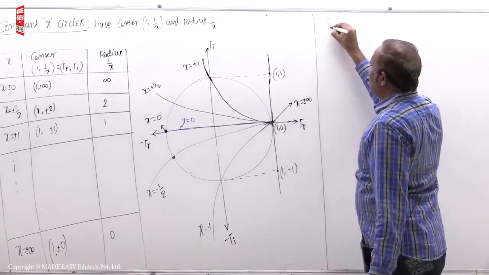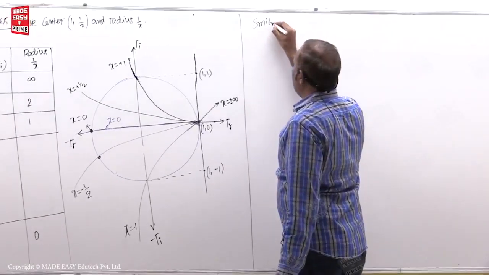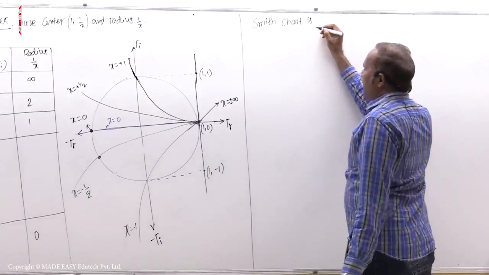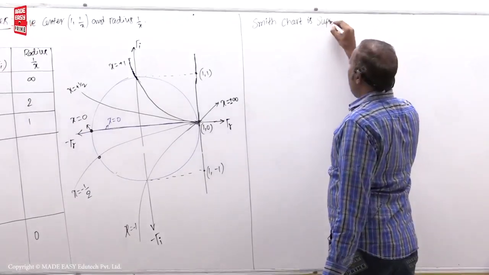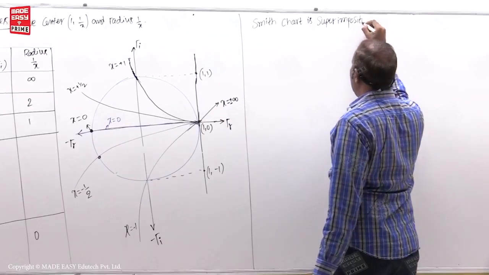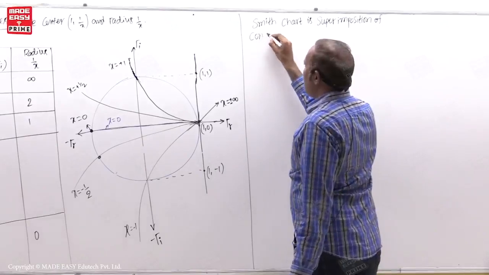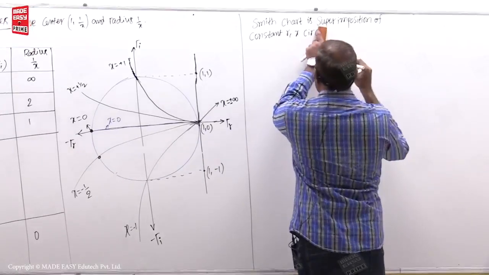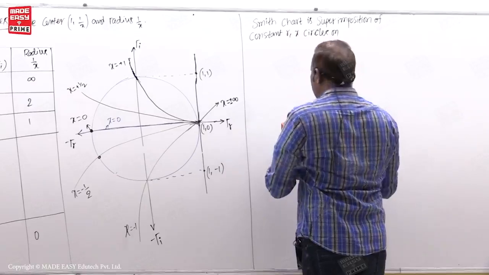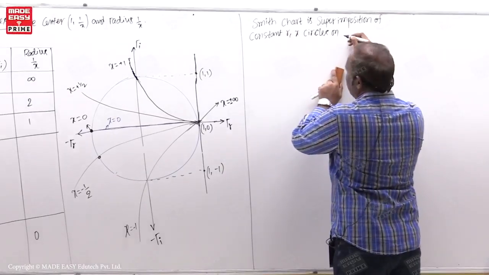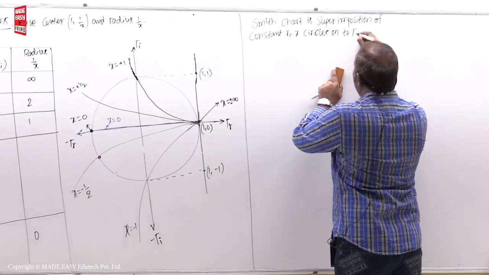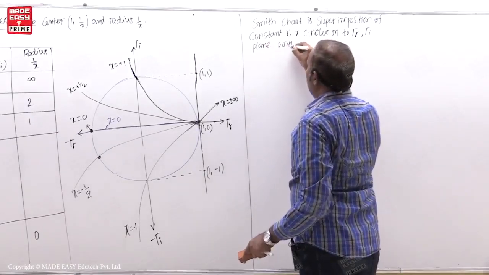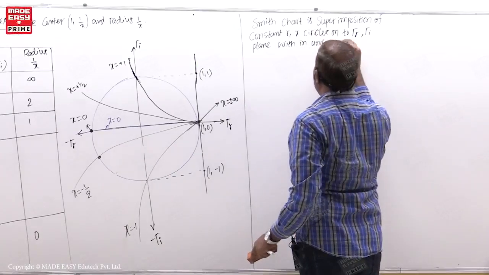Okay. Now what is a Smith chart? The Smith chart is a superimposition of constant r, x circles onto the gamma r and gamma I plane within the unit circle. Okay.